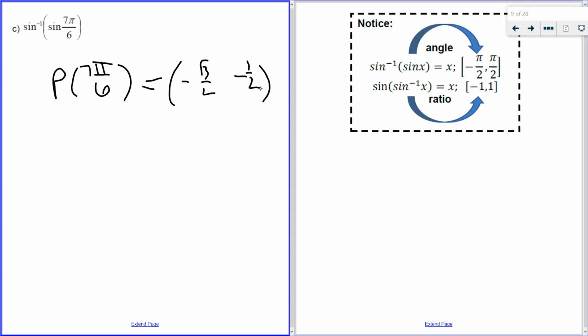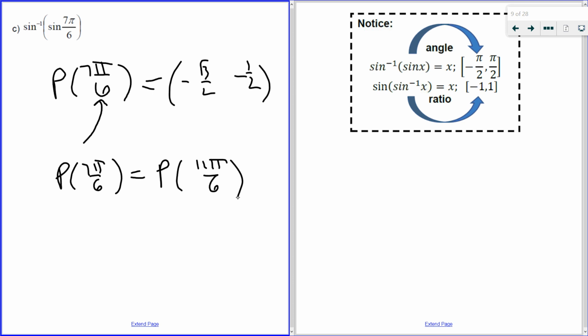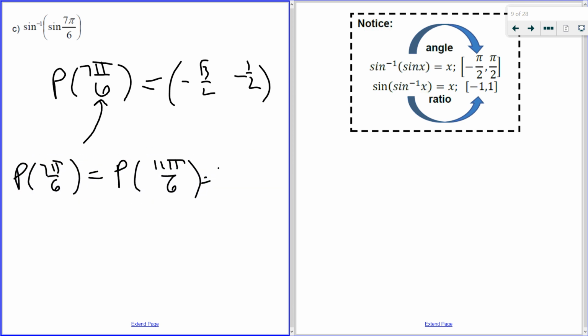We also have to pay attention to our domain restrictions, because this is not in the restricted domain. Now, the point on the unit circle 7 pi over 6 for sine is the same as the point on the unit circle for 11 pi over 6, for sine only. But that doesn't fit into our restrictions. So to fit into our restrictions, we're going to call this the point negative pi over 6.